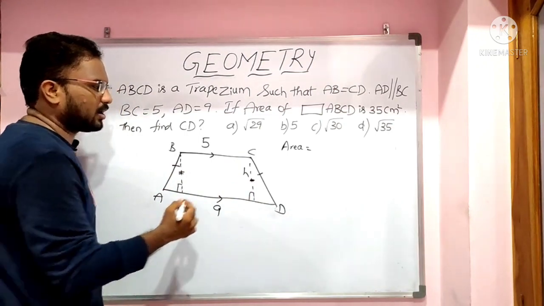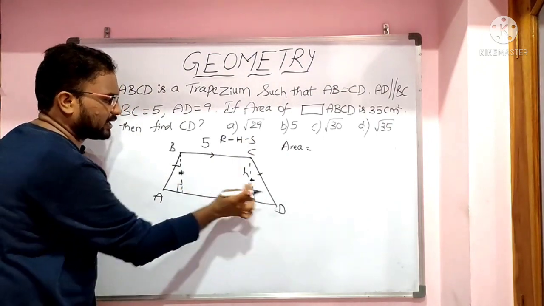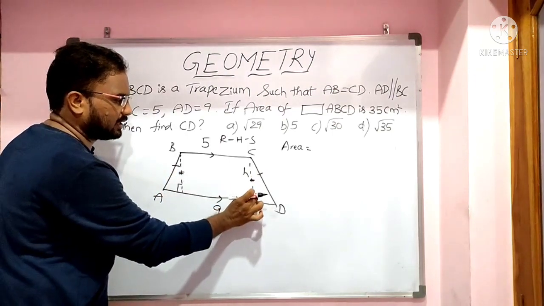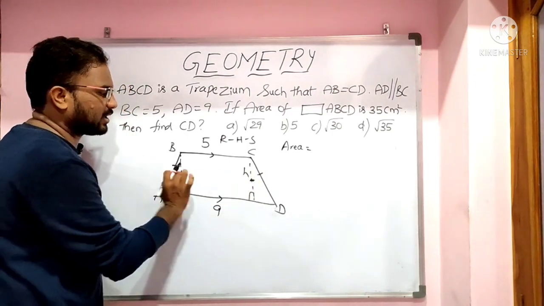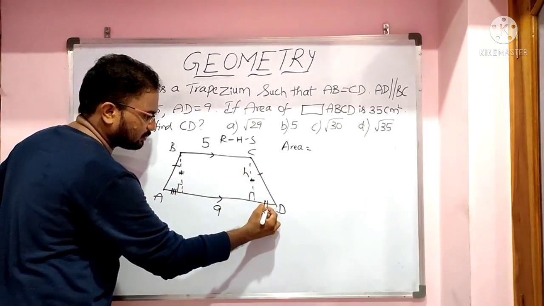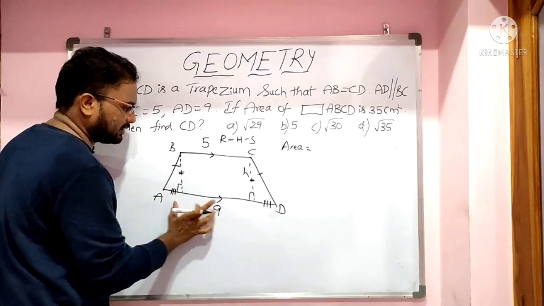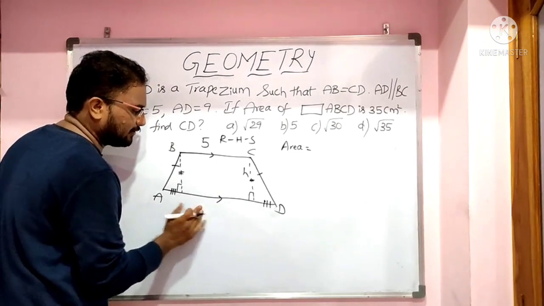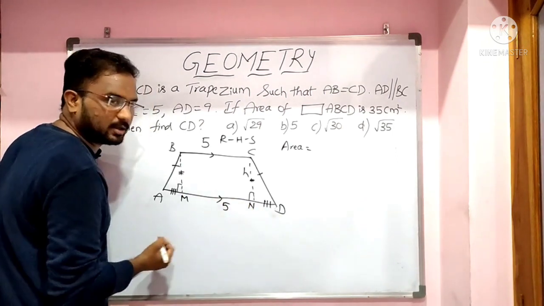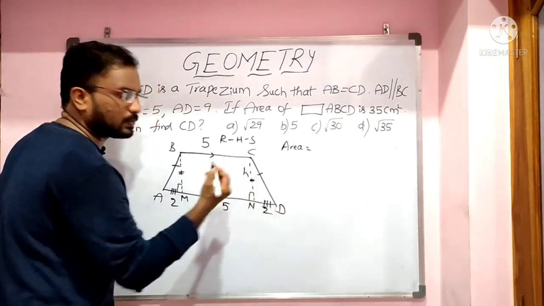So from RHS property, right angle hypotenuse side property, these two triangles are congruent. Hence this length and this length both are equal. So this total length is 9 and these two lengths are equal. This length will be 5. Let us say these are m and n. So m length will be 5 and total is 9, so this will be 2 and this will be 2.